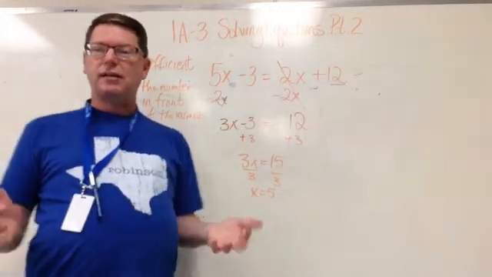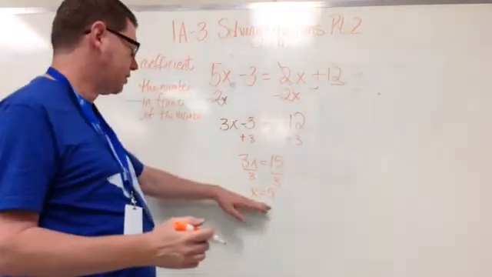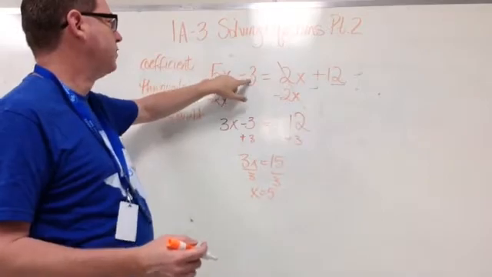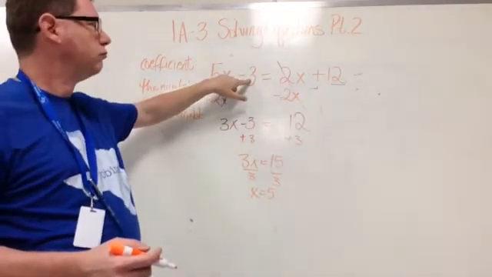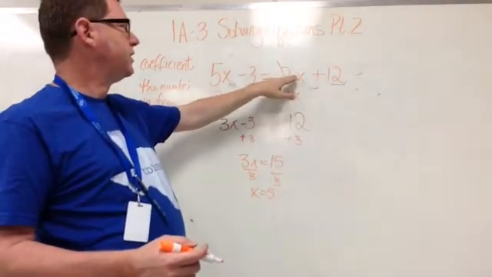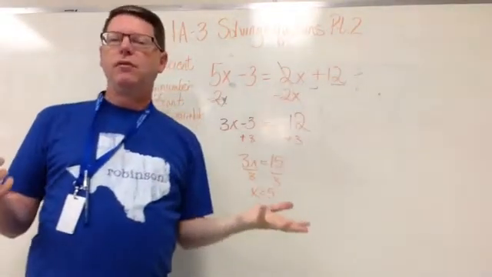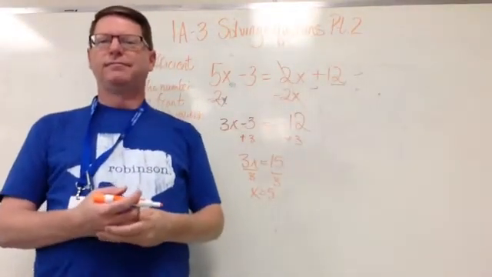To check it, I always want to plug it back into the original equation. If x equals 5, 5 times 5 is 25, and 25 minus 3 is 22. And so I do 5 times 2 is 10, and 10 plus 12 is 22. And 22 equals 22, so x equals 5.